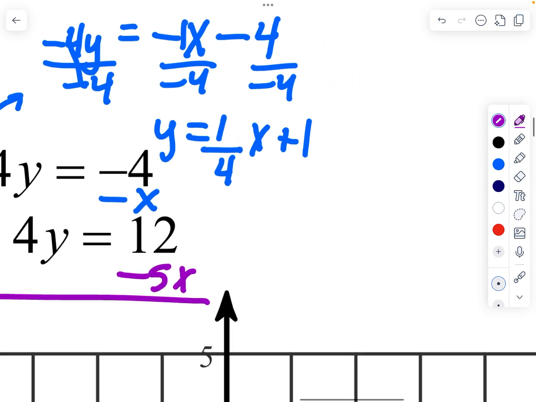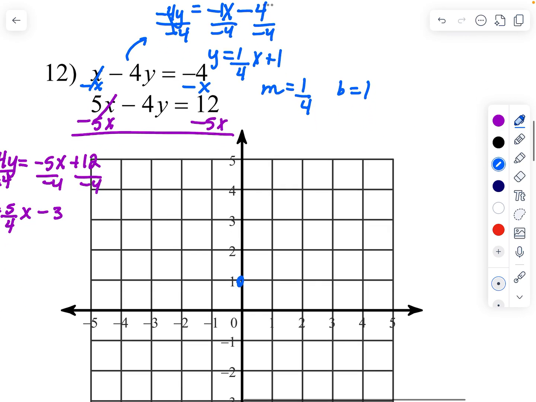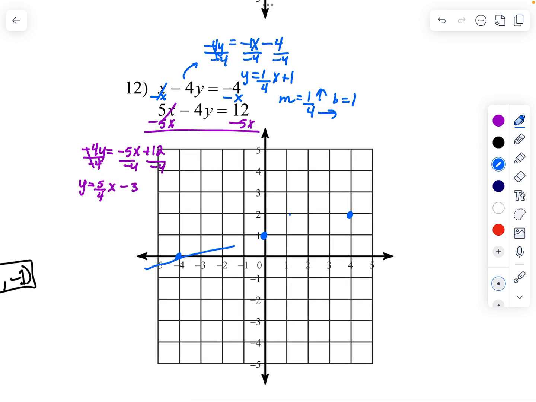So going back to the blue, we have an m and a b. My m is 1/4. I don't need to turn it into a fraction. It already is. Beginning at the b is positive 1. So since slope is 1 over 4, that means up 1, right 4. So up 1, right 4 would be here. Down 1 and left 4 would be here. 3 points is all I can fit. Connect the dots. Draw your arrows and label with the original.